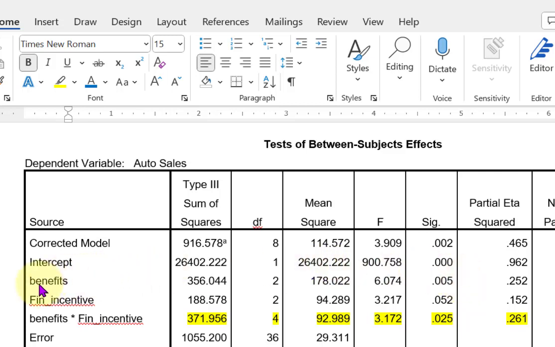auto sales between the three benefits packages. And for the financial incentive packages, I'm going to call that a borderline significant difference because if you look at it, it's only 2/1000ths off. So we're going to give it a green flag. Again, if this sample size was bigger, I'm sure that would have been significant. And here's the main one: yes, there's a significant interaction.